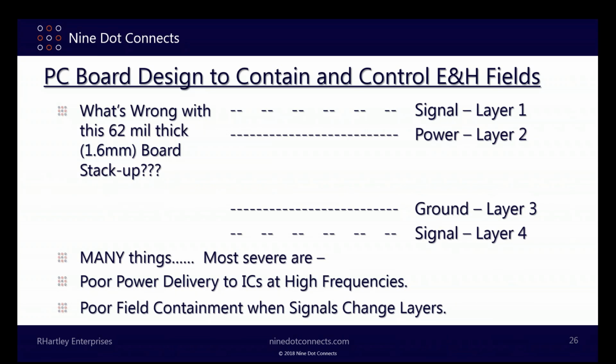If you have a signal on 1 that has to go to 4, where are the fields going to be with that layer 1 signal? Well, they're going to be in the dielectric space between layer 1 and 2. A lot of people say, oh, it's going to be in the copper on layer 1. No, it's not. It's going to be in the dielectric space between 1 and 2. If you're going to change layers with that, you have to move that set of fields down to the dielectric space between 3 and 4.